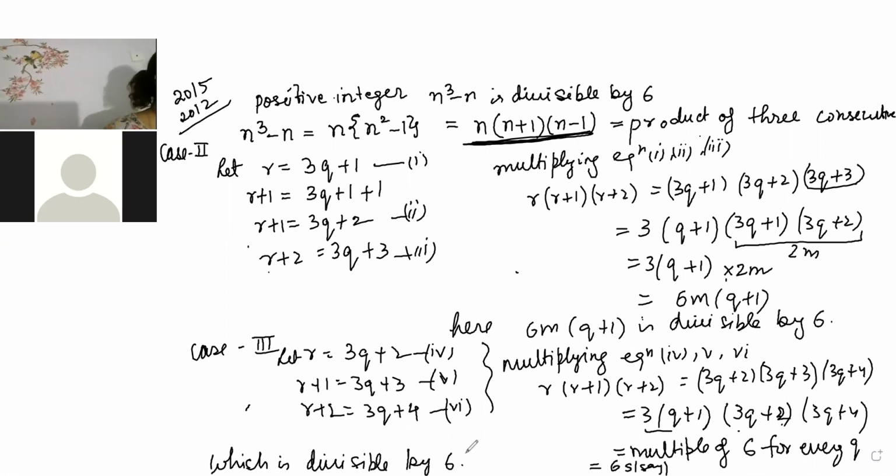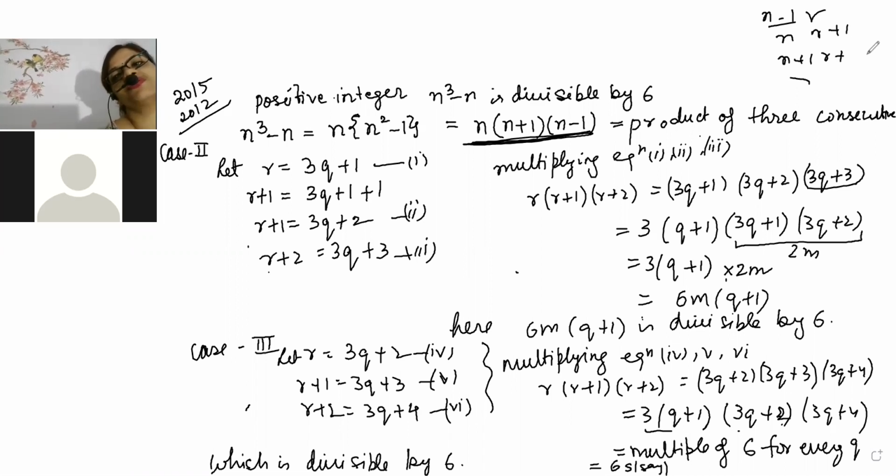So what conclusion have you drawn? You have drawn the conclusion that any positive integer of the form n cube minus n is divisible by 6. N cube minus n is divisible by 6. And in that, what you have done, beta, you have taken n minus 1 as r, n as r plus 1 and n plus 1 as r plus 2. And this is what every time you are just using and writing. I hope my children might have understood how to do this, how to deal with this question.